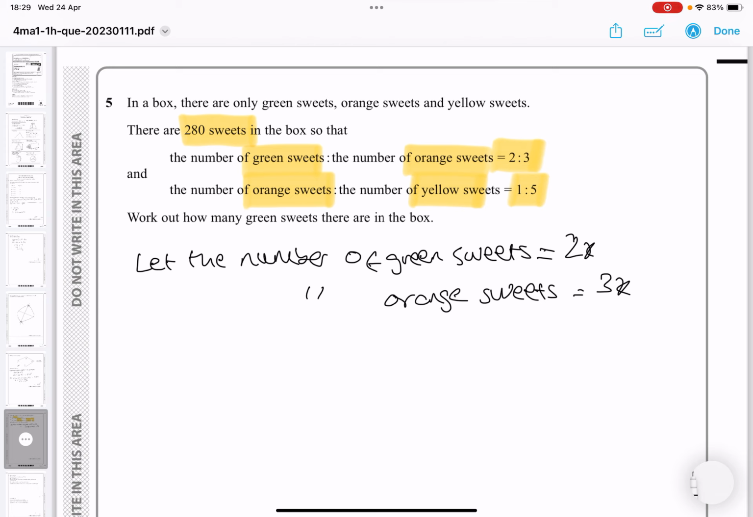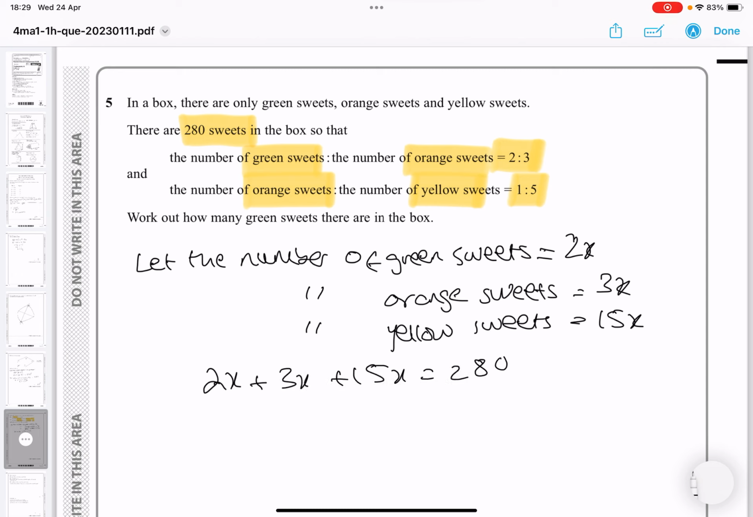And now we have the number of orange sweets and the number of yellow sweets is 1 to 5. So the number of yellow sweets will be 5 times this, because the ratio is 1 to 5. So 15x. Now, we know that there are only green, orange, and yellow sweets, and altogether there's 280 sweets. So when you add all of these, it should give you 280. So now we can form an equation, 2x plus 3x plus 15x equals 280. So 20x equals 280 and x equals 14.